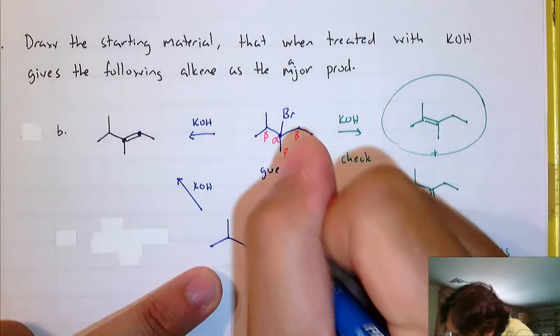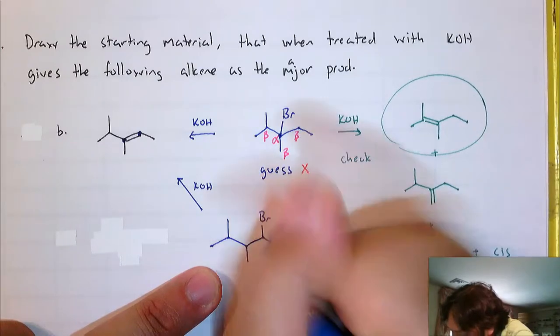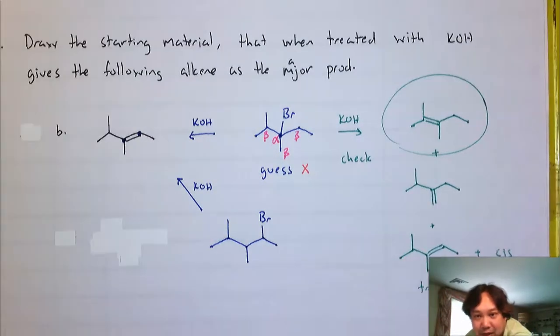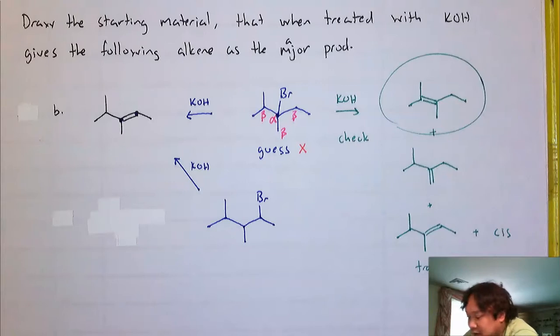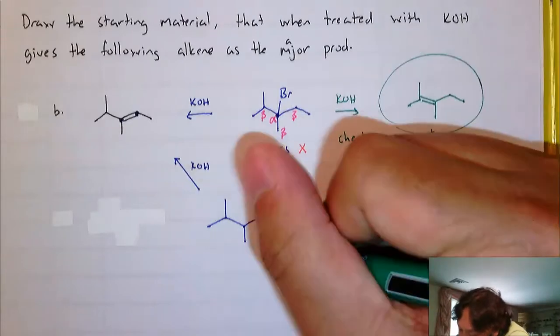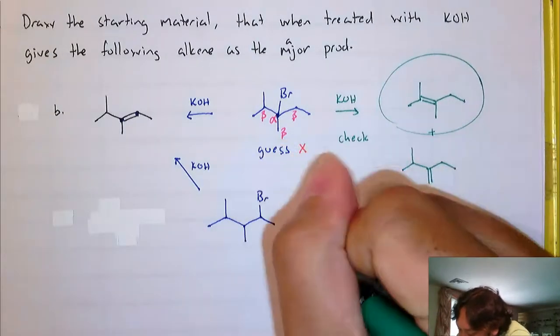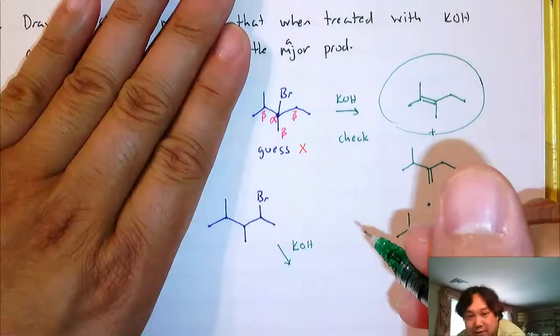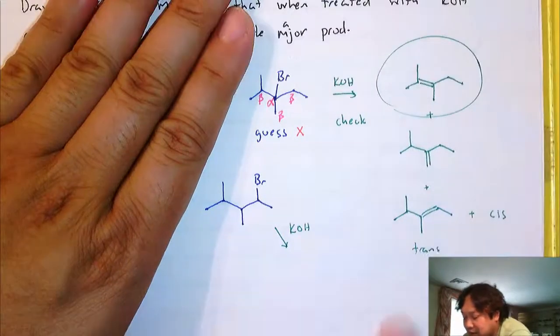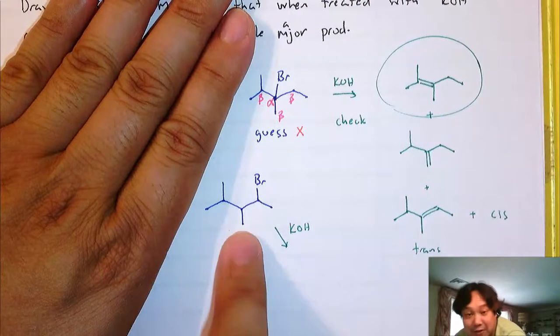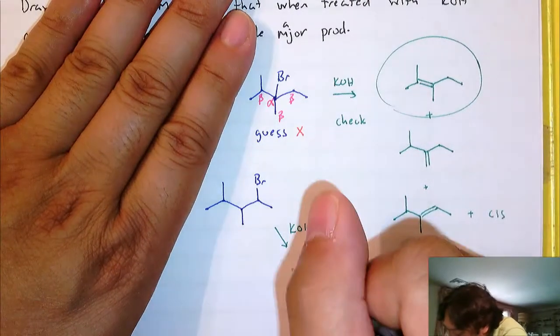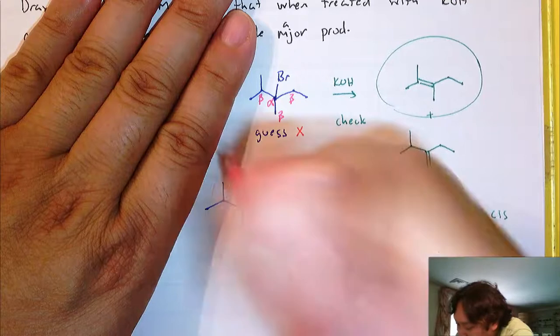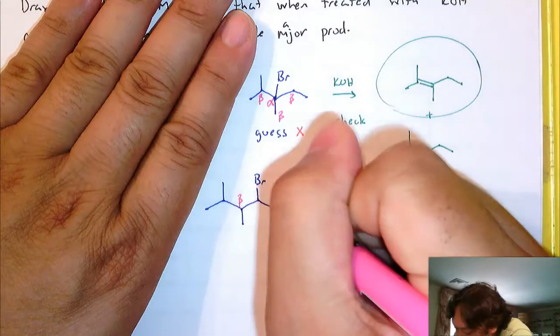Let's put the bromide on this carbon, right there. You know the steps. Don't show your classmate this. Ask your classmate, what do I get now if I use this alkyl halide? There's 2 beta carbons, one on the left, one on the right. The middle one's alpha.